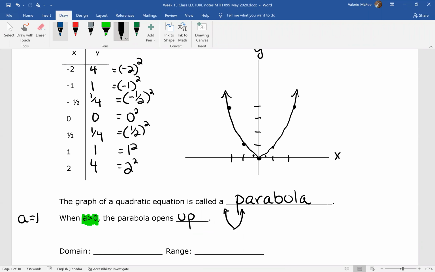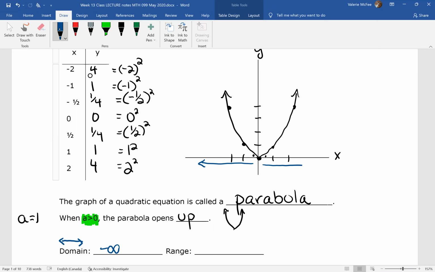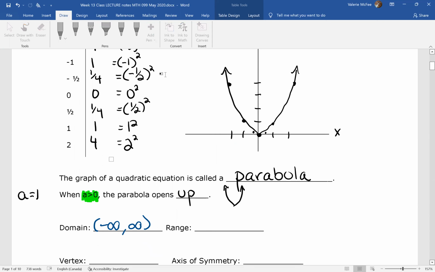Let's look at the domain. Remember that the domain is looking at the x values. What's the graph doing as we look left and right? Well, we can see that this graph is moving towards the left. It's going to continue towards the left all the way to -infinity. It's also continuing to the right to +infinity. The domain of all quadratic equations is the set of all real numbers from -infinity to +infinity. Let's write that down so we remember what that means.